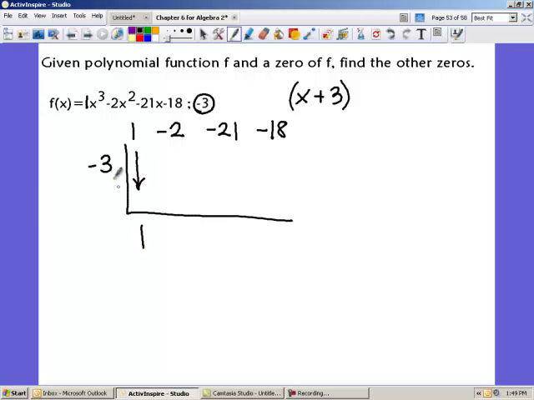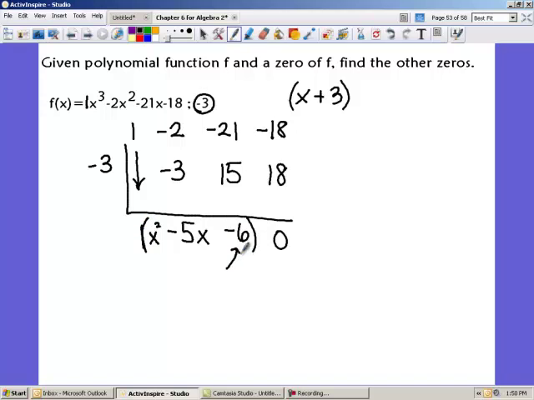Bring it down, multiply, add them up. Multiply, and then add them up. Multiply, add them up. Check to see if you got 0. You did, so we're good. Look at the coefficient. It's a 3, so we're going to start with a 2 and work our way down. Now that we have all of this, we want to factor it the rest of the way. Okay, so really this is what we're factoring.